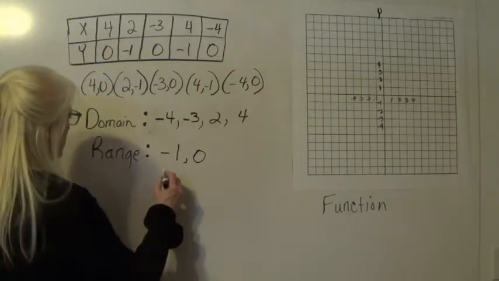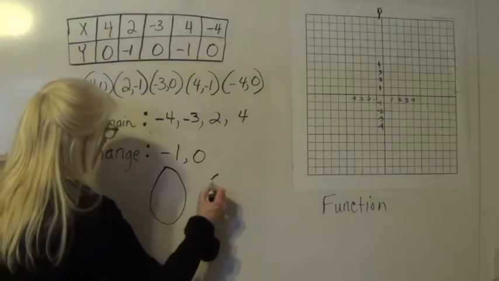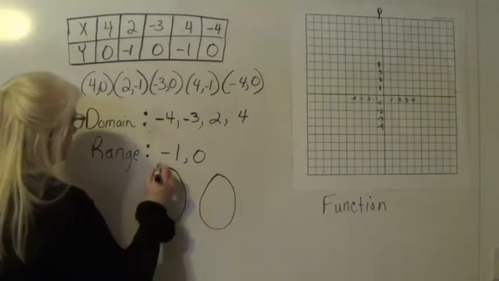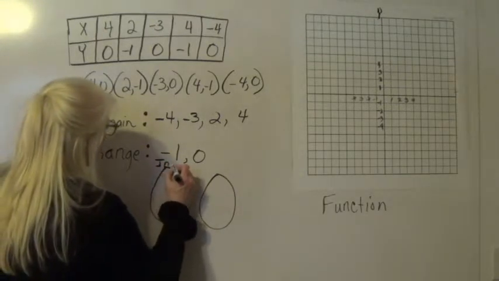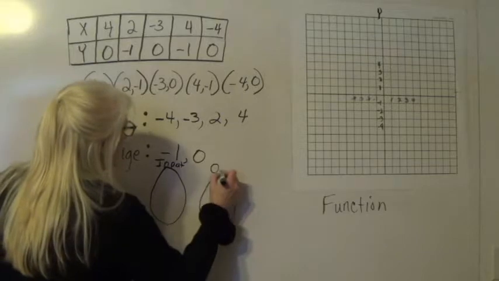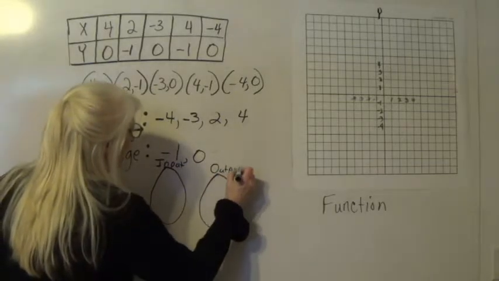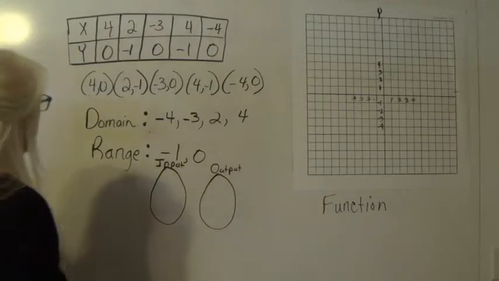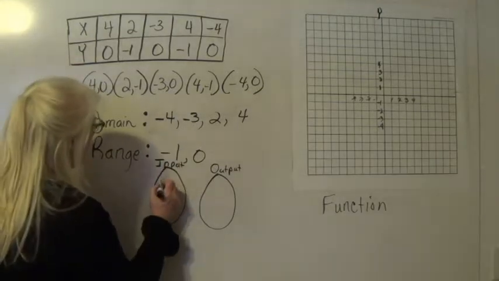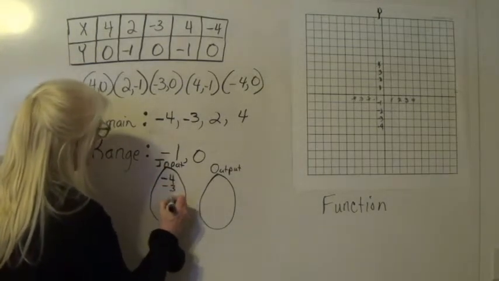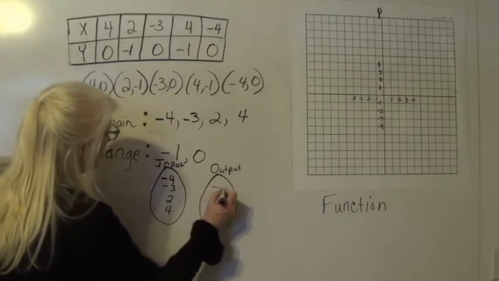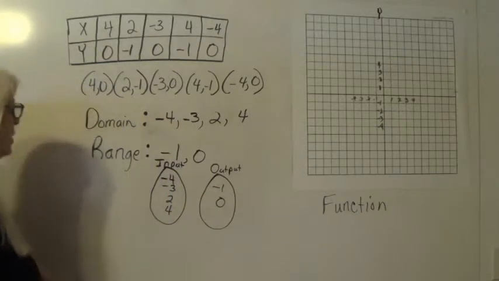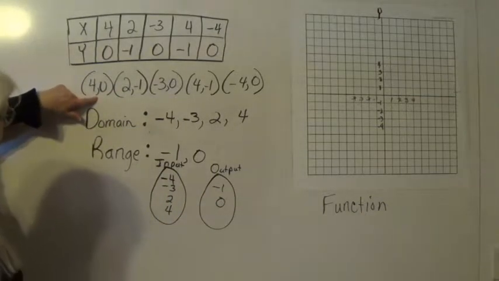And now let's make a quick mapping diagram. So this is my input, and this is my output. So all we're going to do is move the x values into the input and the y values into the output. So my domain is already in numerical order for me, so that makes it easy. And there's my range. Okay, let's match them up.